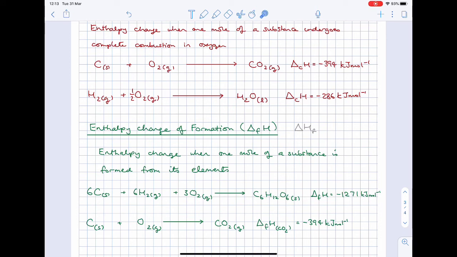So for example, if you needed the value of the enthalpy of formation of carbon dioxide and you haven't got it given to you, but you were given the enthalpy of combustion of carbon, well, that's the same value as the enthalpy of formation of carbon dioxide. This is why it's so important you understand your definitions for these reactions. It will help you a lot when you do calculations later on.